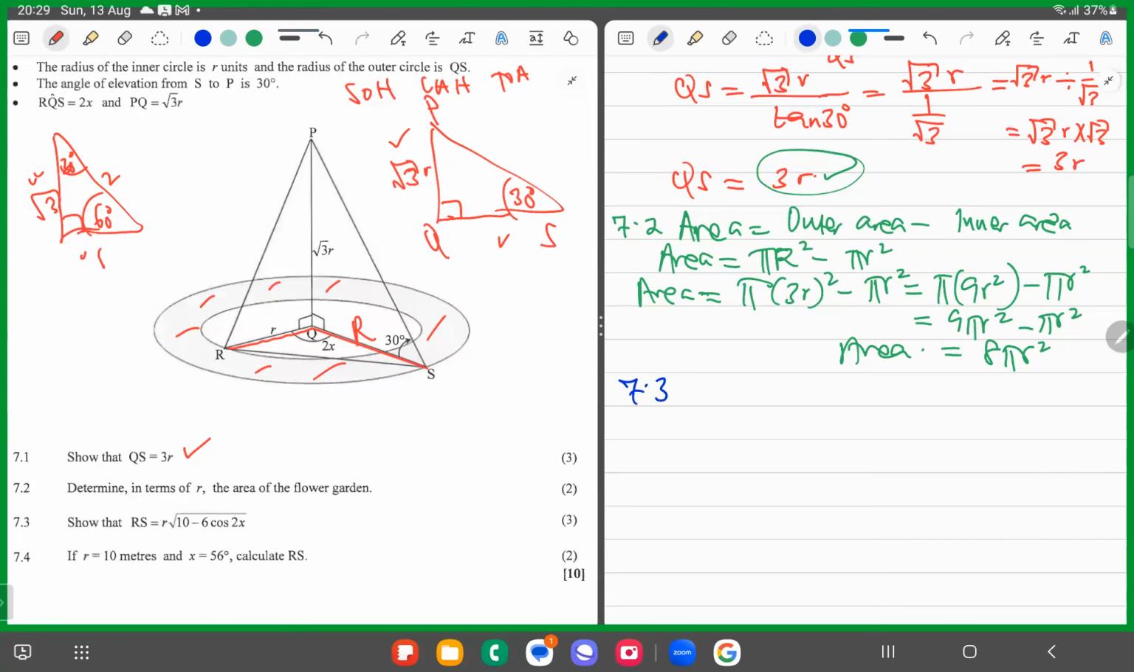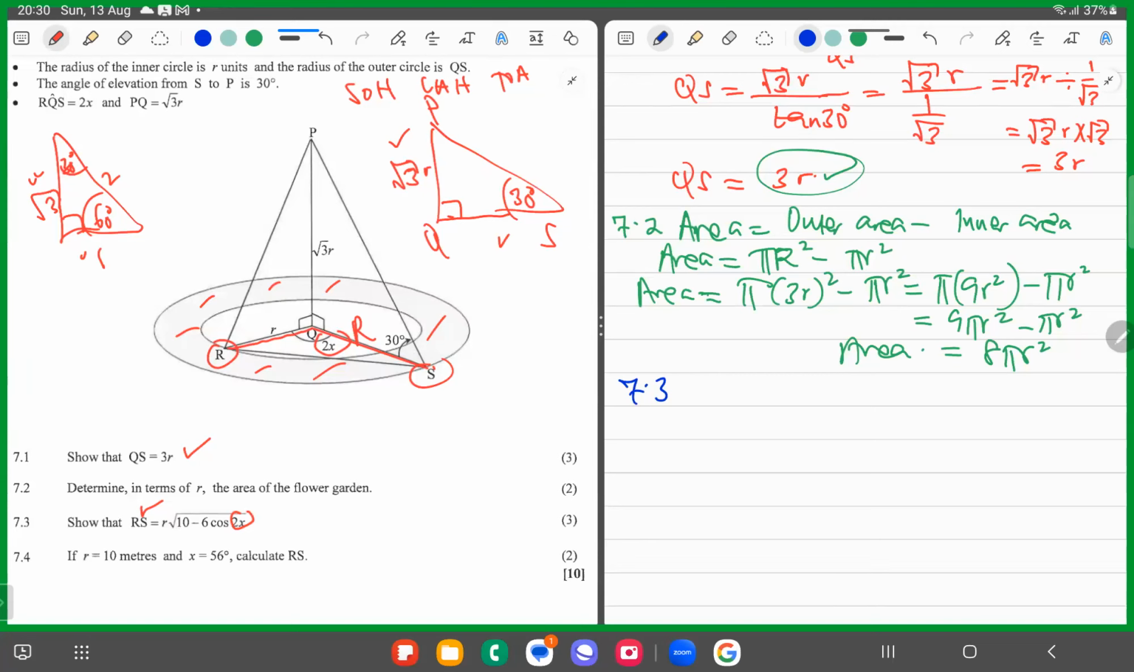Right, so in 7.3, we have a couple of things to consider. We have to show that RS is this. So if RS is the square root, where is R and where is S? R is this and S is that, and we need to just find the length of that. And now it relates to 2x, which is there. So it's clear that you need to work in one of the triangles here.